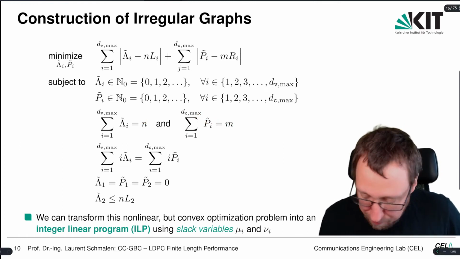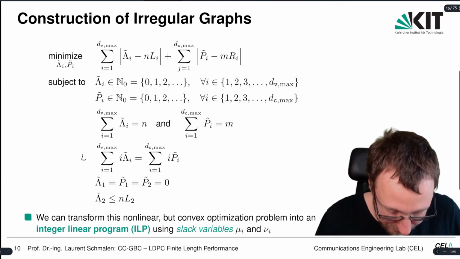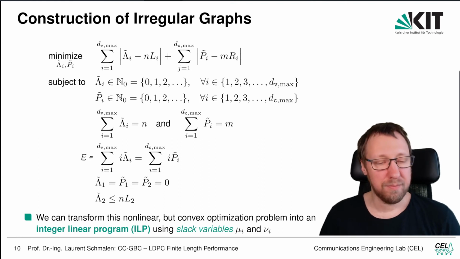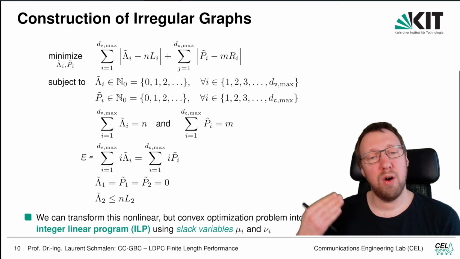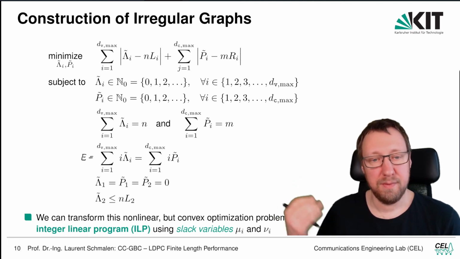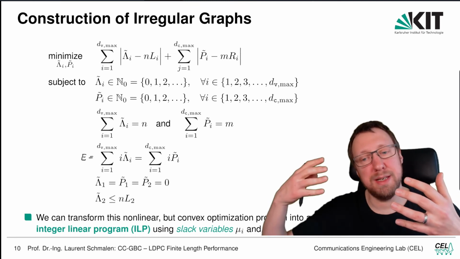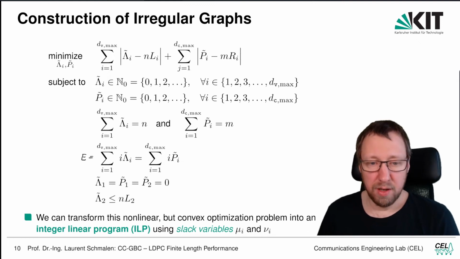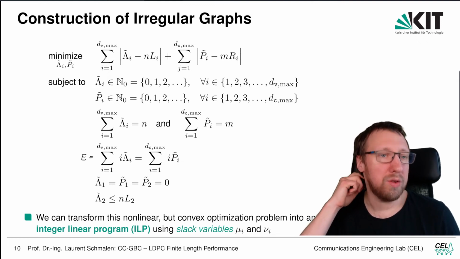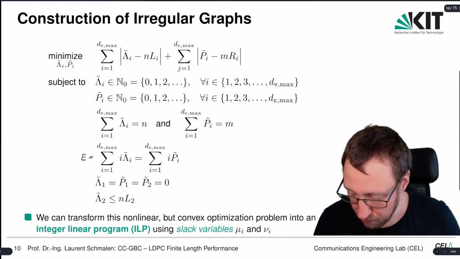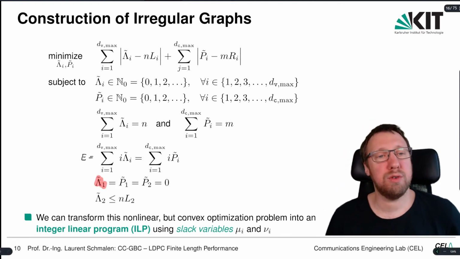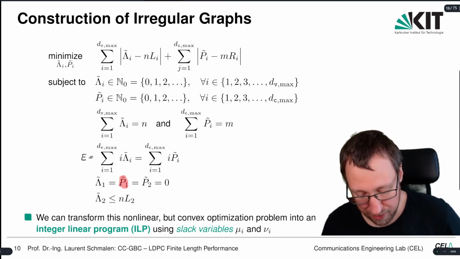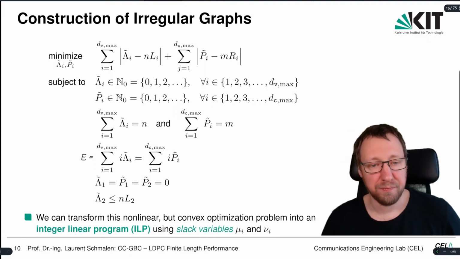The number of edges, e, is equal to the sum over I times lambda I tilde. This must be equal to the sum over I times pi tilde. The number of edges from variable node side must be the same as the number of edges from the check node side. Then we have some more constraints. We don't want to have variable nodes of degree 1. So we say that lambda tilde 1 is equal to 0. We don't want check nodes of degree 1 and 2. So we fix pi tilde 1 equal to pi tilde 2 equal to 0.